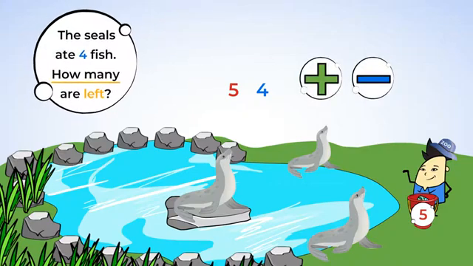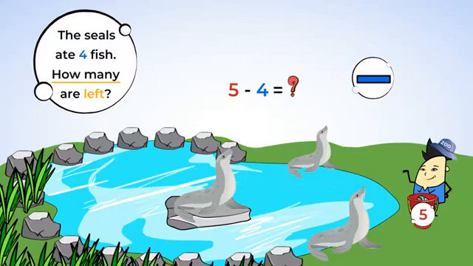Let's write that down. Now, are we adding or subtracting? Let's look at the problem again. I see the word left, so that's a good clue that we need to subtract. We can check that to see if it makes sense. Zookeeper Ben brought 5 fish, and the seal ate 4. So, the number of fish got smaller. Yes, we definitely need to subtract. Okay, so let's write a minus sign.